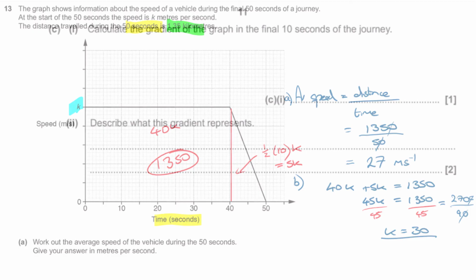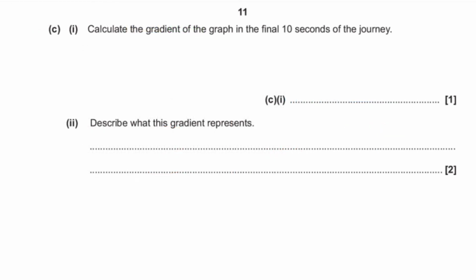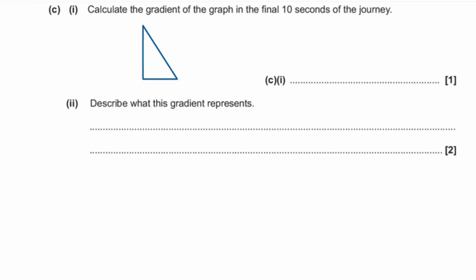Okay. Part C, calculate the gradient of the graph in the final 10 seconds of the journey. So we've got that triangle. So the height of this triangle was the value of k, wasn't it? It was 30, and the time taken along the bottom was 10. So then the gradient of this line is going to be change in y, which is 30, divided by change in x, which is 10. Well, it's actually going to be minus 30, isn't it? Because it's sloping down. So it's going to be negative 30 over 10, which is minus 3. So the gradient is negative 3.